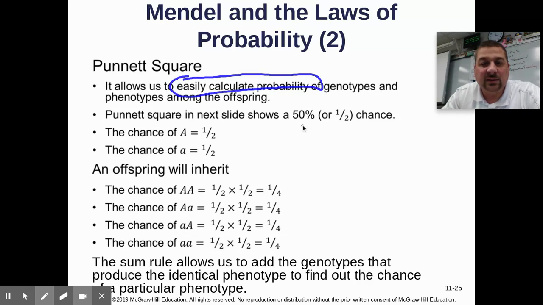On the next slide, we'll show the Punnett square, the chance of getting A, 1 out of 2, little a, 1 out of 2. So for the offspring, we use the sum rule and the product rule. Your chance of getting big A is 1/2 times 1/2, that's the product rule. It gives you 1/4. The chance of getting that is 1/4, 1/4, 1/4, and we'll see that on the next slide.